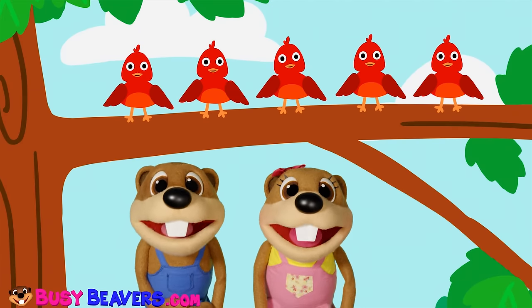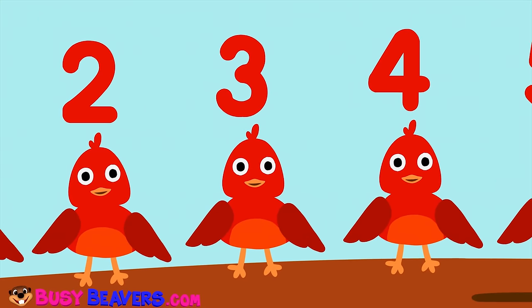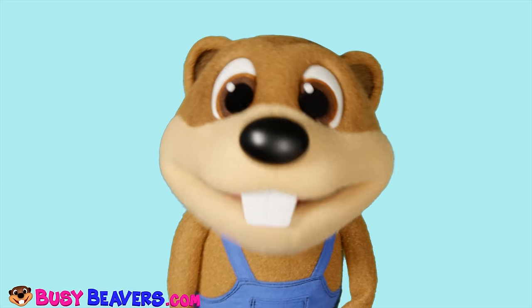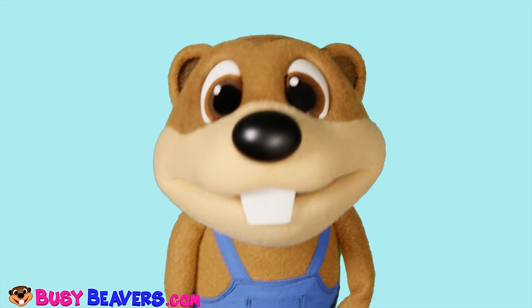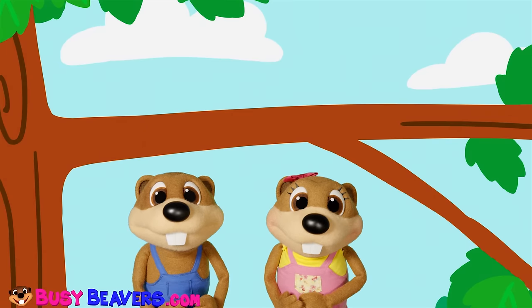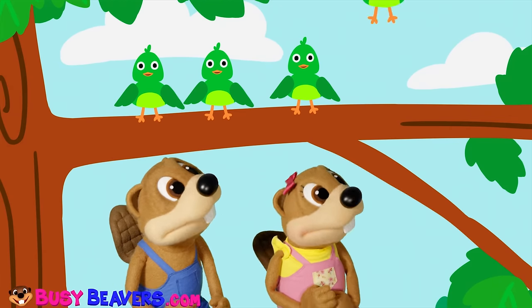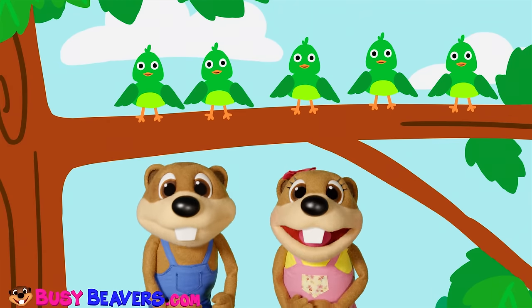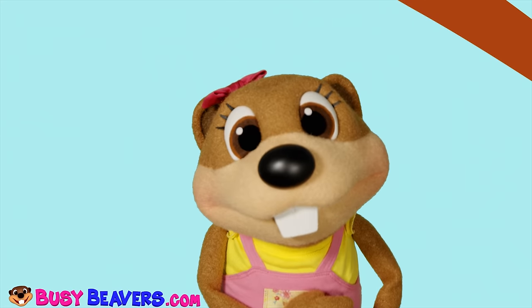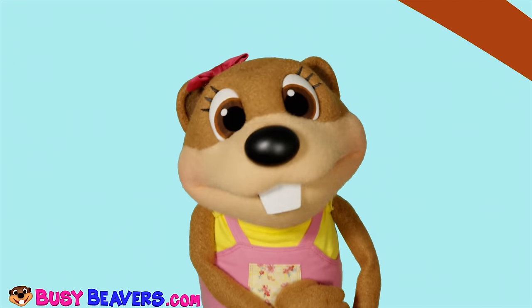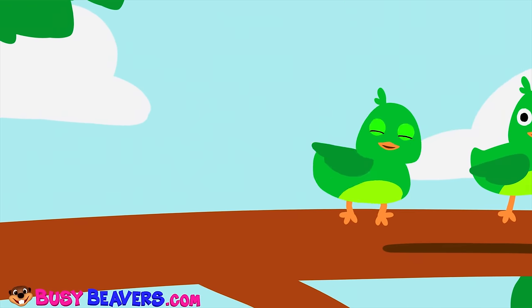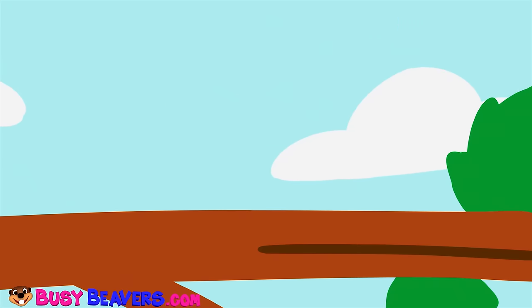1, 2, 3, 4, 5 red birds. 1, 2, 3, 4, 5 red birds. 1, 2, 3, 4, 5 green birds. 1, 2, 3, 4, 5 green birds.